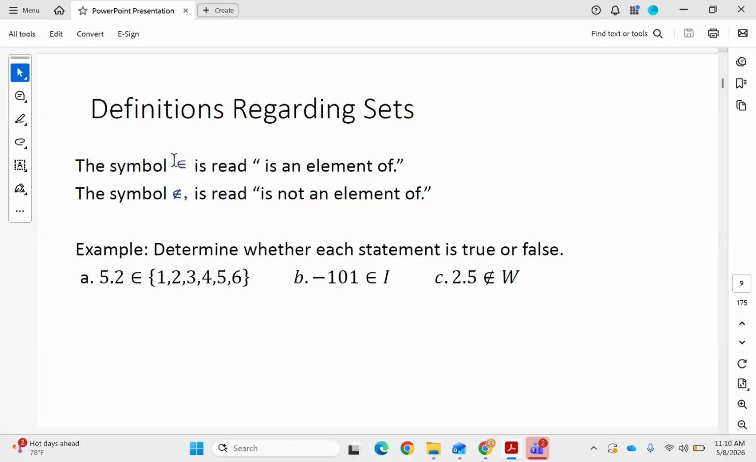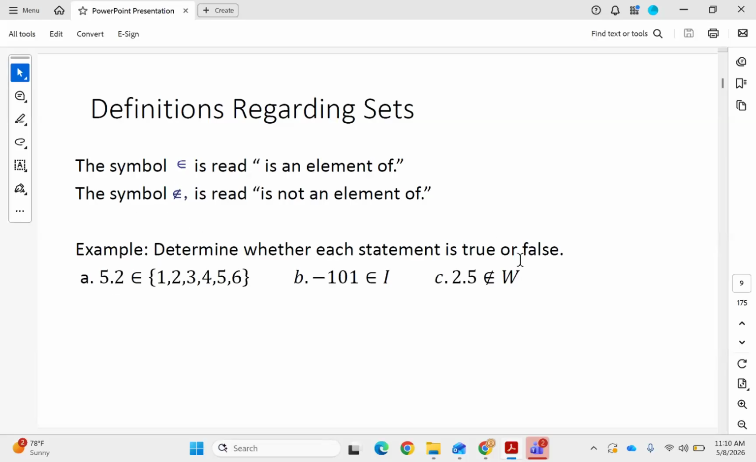Related to sets, we use this symbol that looks like an E, and it represents that an object is an element of a set, that it is a part of a set, a member of a set. We also have the symbol for not an element, which is basically the opposite. You just cross it with a diagonal.